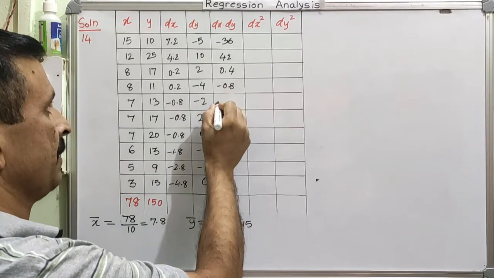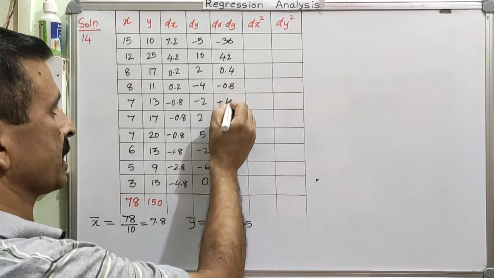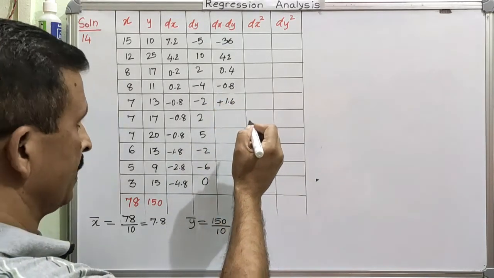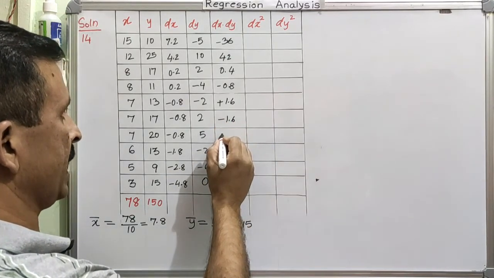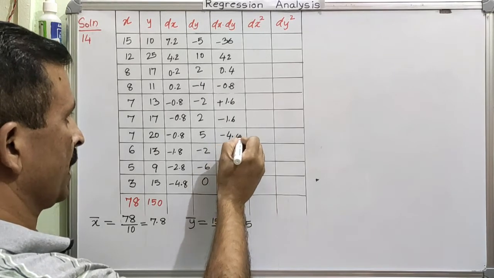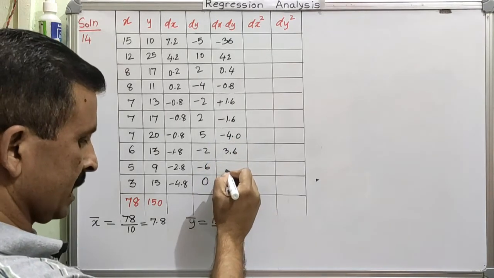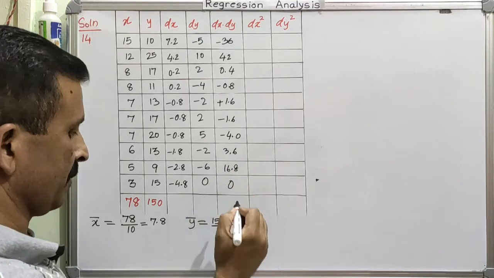Then next is negative, positive. This will become positive 1.6. Am I very clear? Then next one is negative 1.6. Then negative 4. Then positive 3.6. Then 16.8. And this is 0.